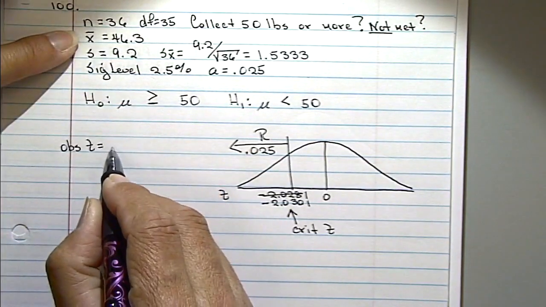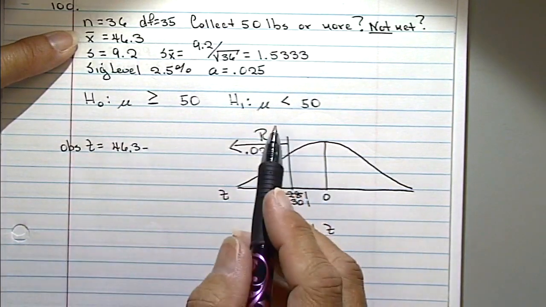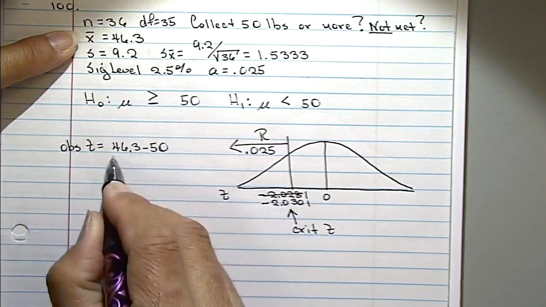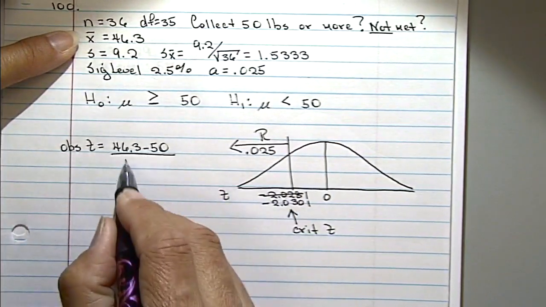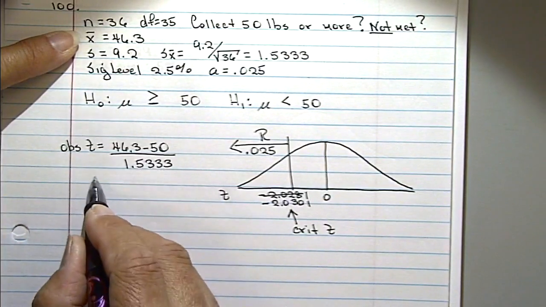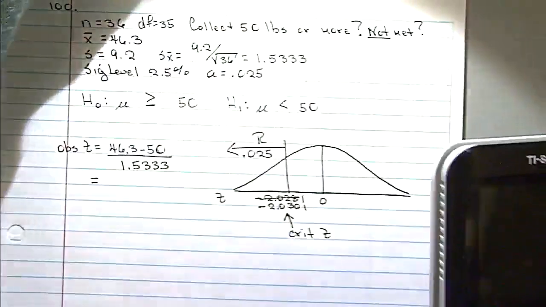I'll take my sample mean and subtract what I think the mean should be, and that's in the hypothesis statements. And then I'll divide it by the standard deviation that I adjusted, and I'll come up with a calculation that I'm going to do.